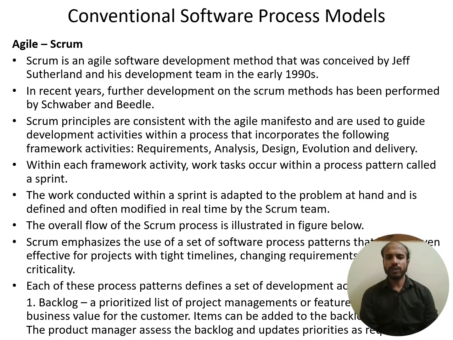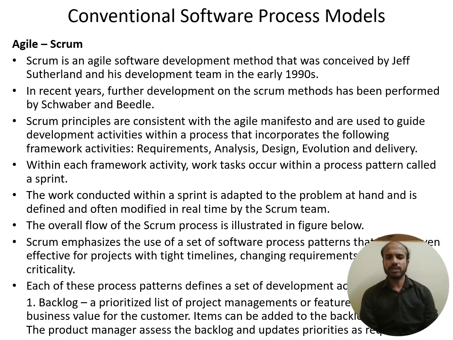Within each framework activity, work tasks occur within a process pattern called a sprint. The work conducted within a sprint is adapted to the problem at hand and is defined and often modified in real time by the Scrum team. The overall flow of the Scrum process is given in the figure here.